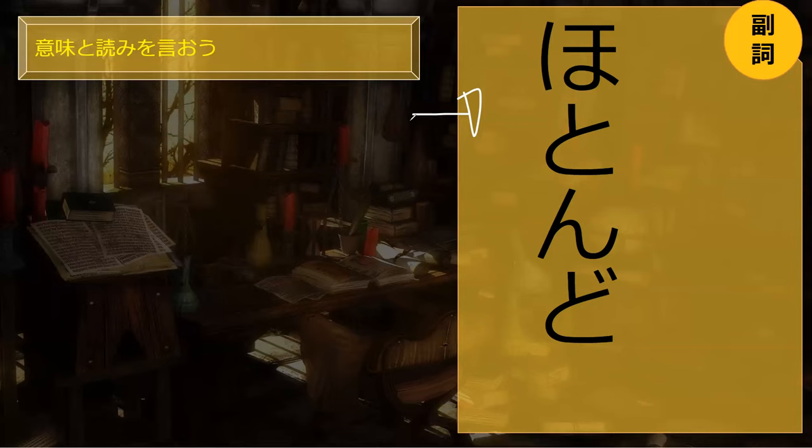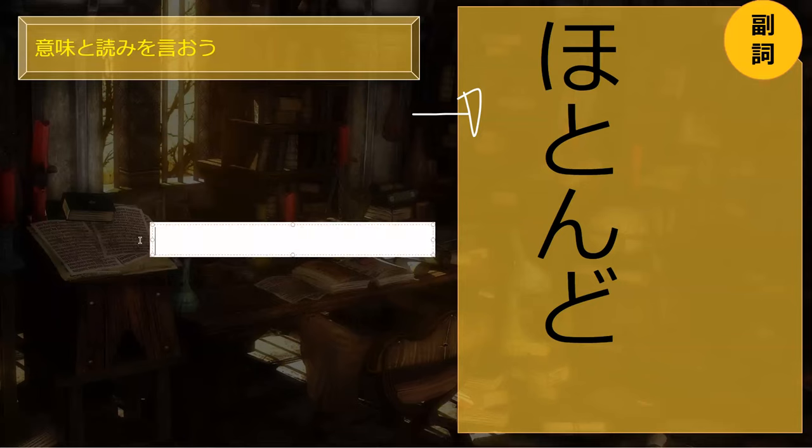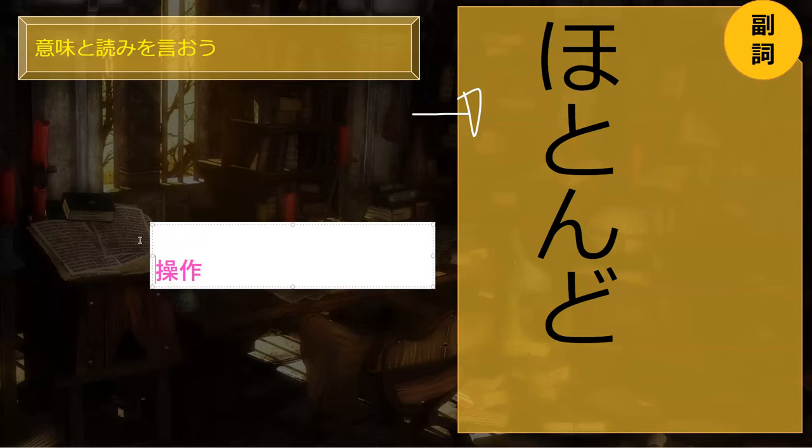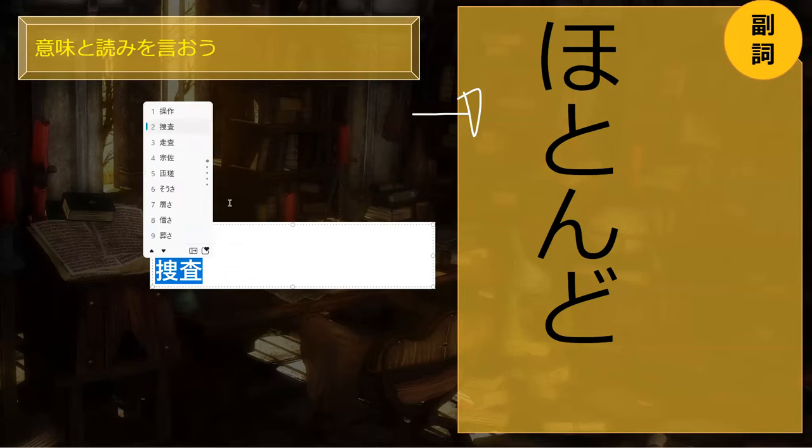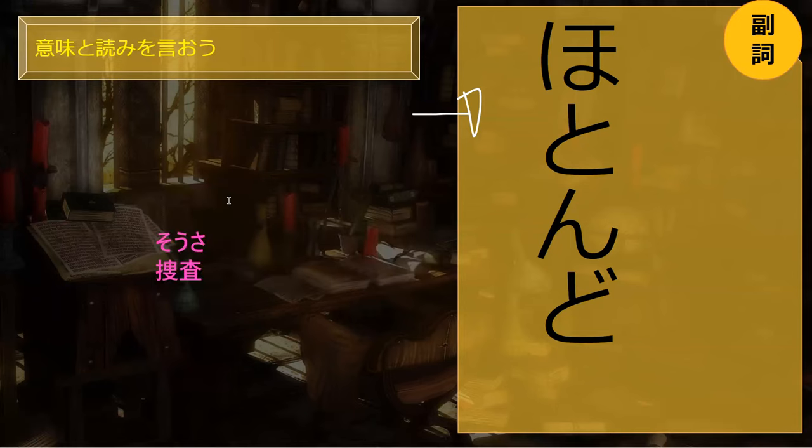Hotondo. Oh, we came across this one. Hotondo is like a lot. Yeah, it's mostly. Supposedly, sosa, not with this kanji, sosa is the investigation, like a criminal investigation. But I don't know for sure. I haven't read the Japanese version of Detective Conan.